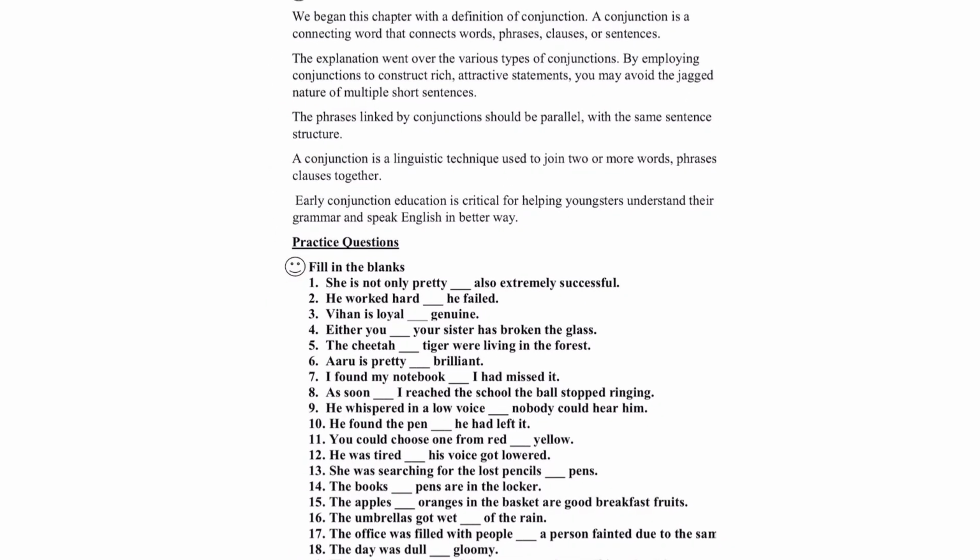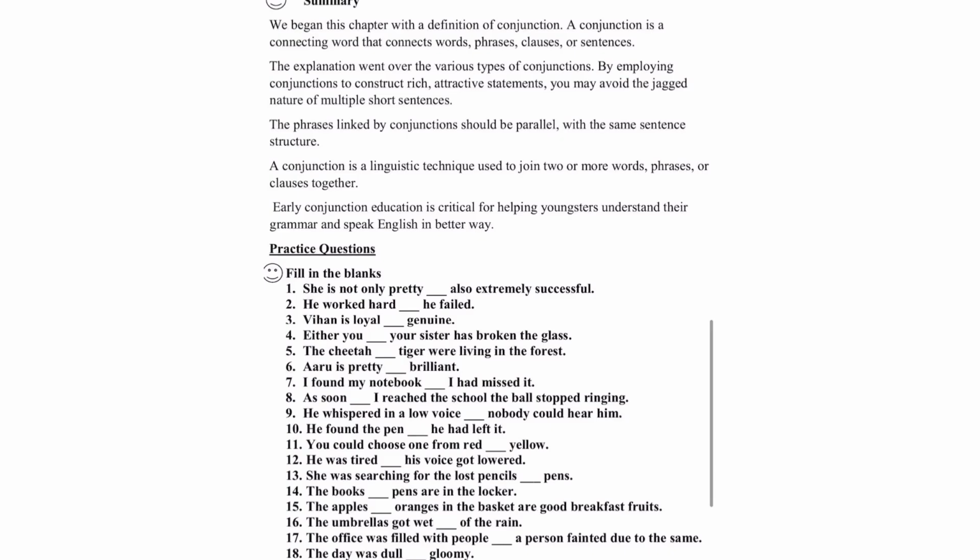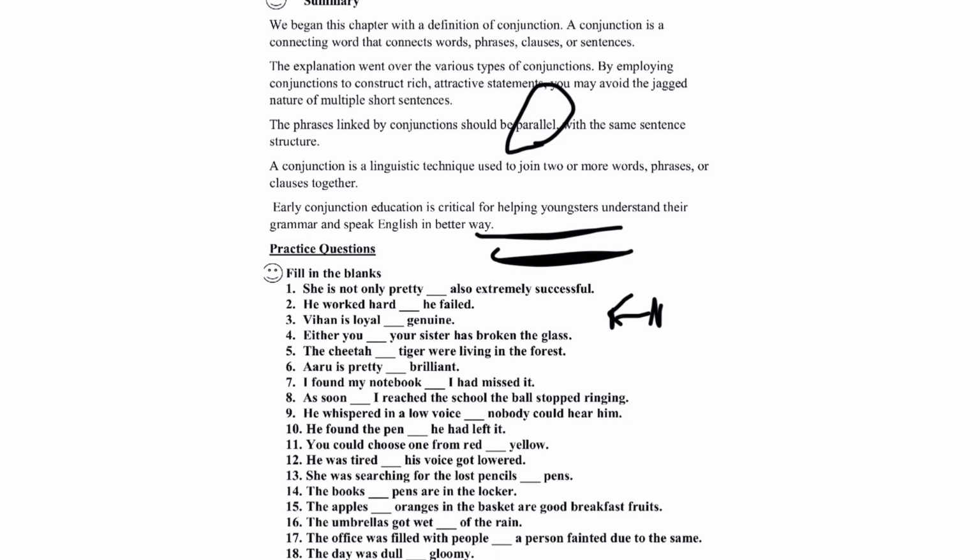So the phrases linked by a conjunction should be parallel. You should at least have this idea in your mind: what is the meaning of parallel? Actually, the meaning of parallel is both of them should run together, right? They should have equal understanding with each other, right? This is what it means.